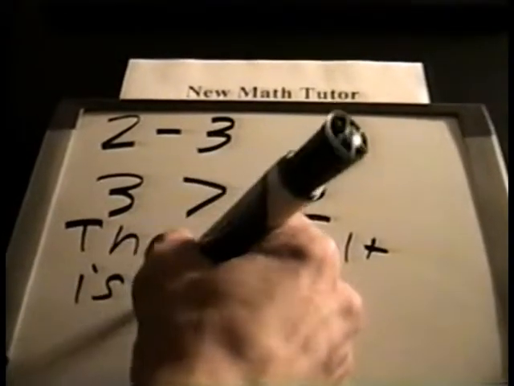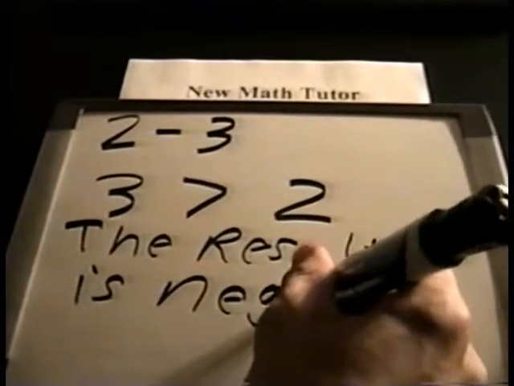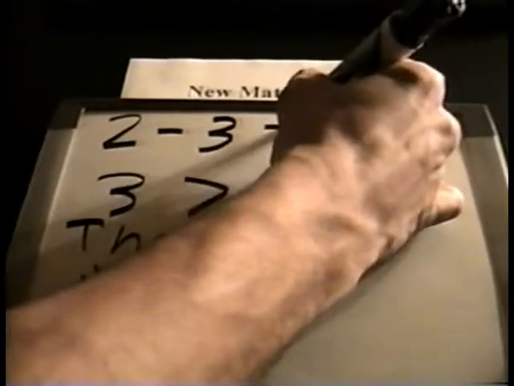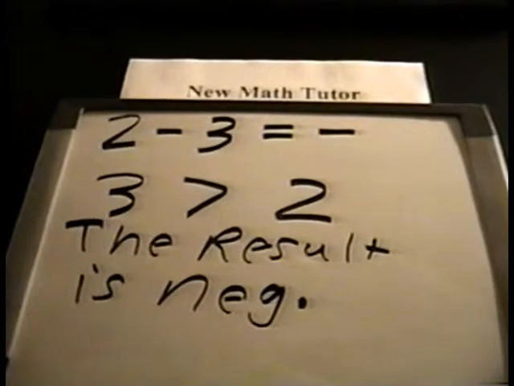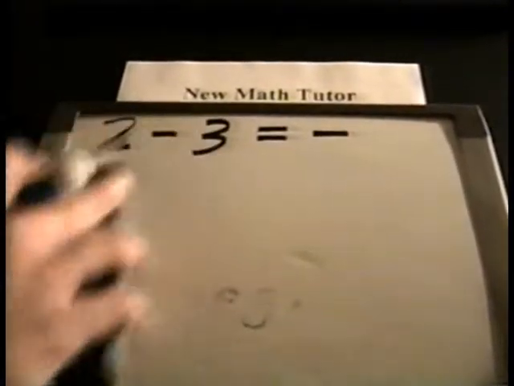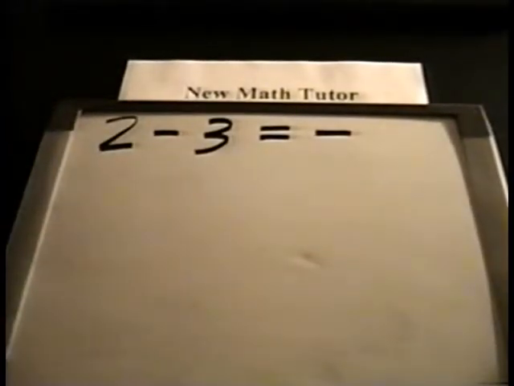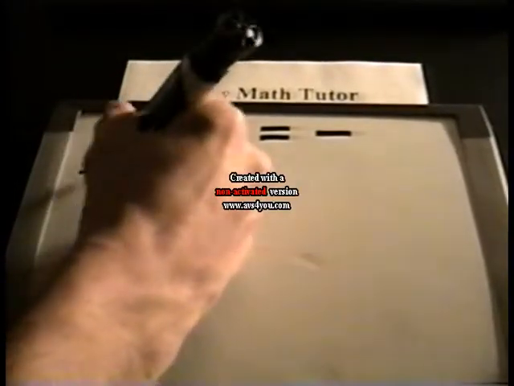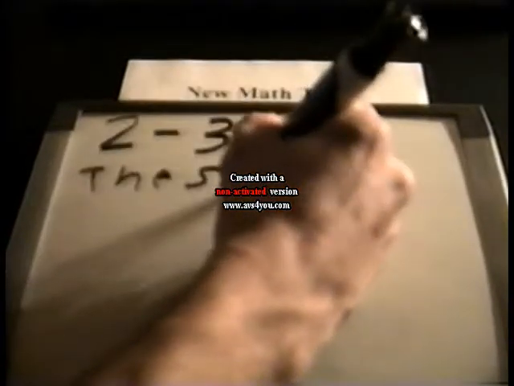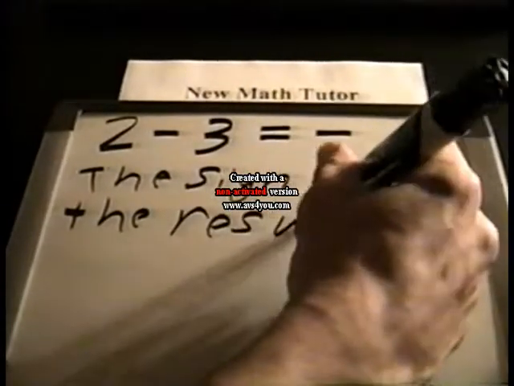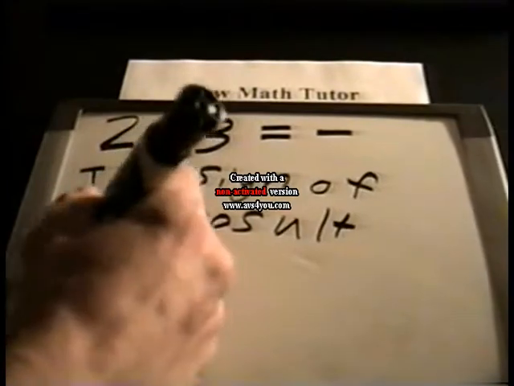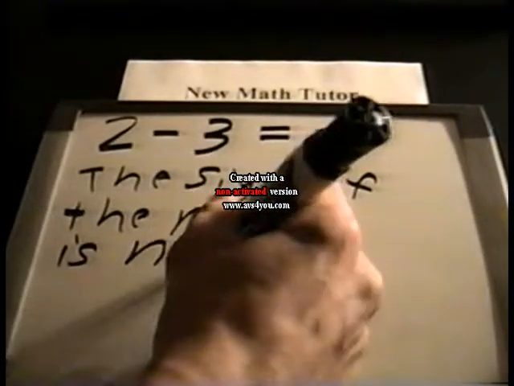Two minus 3. You know, 3 is greater than 2. Therefore, the result is negative. That's the sign of the result.